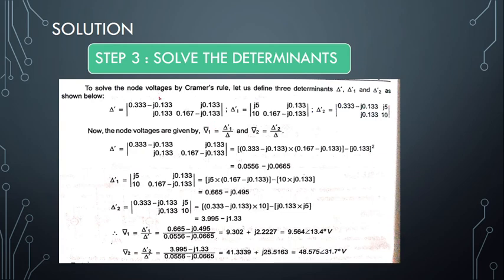So first find what is del. Del 1 means replace this first column by the current, second column remains the same. Del 2 means replace the second column by the current values, first column remains the same. Now calculate the determinant. What is del? Find what is del 1. Find what is del 2. Now V1 is nothing but del 1 by del. So divide the two values. We obtain what is V1. V2 is nothing but del 2 by del. Again divide these two values. We get what is V2.